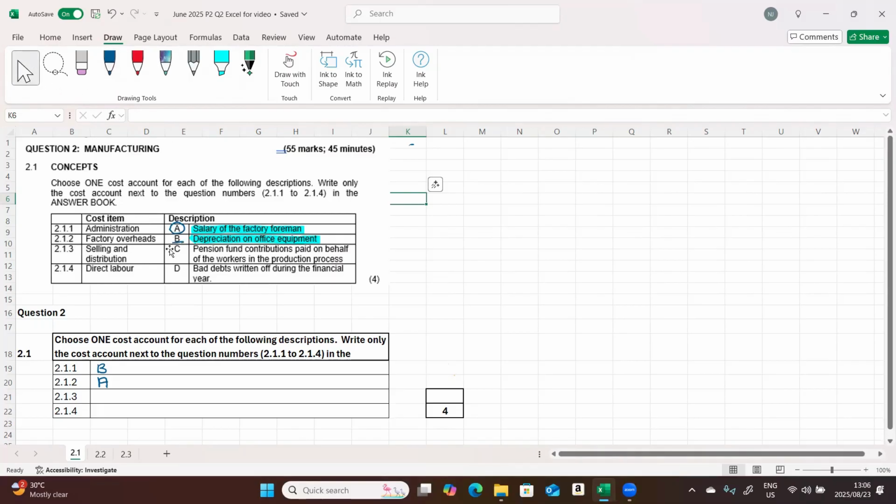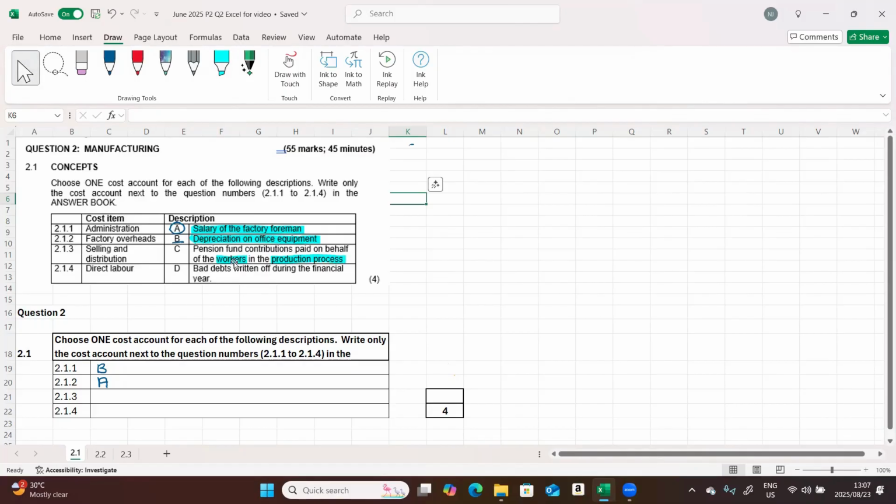Then we move on to number C, and this is the pension fund contributions paid on behalf of the workers. So we know it's some sort of labor, right? It can be indirect labor, or it can be our direct labor, paid on behalf of workers. It might also be someone in the admin or selling and distribution. In the production process, guys, this word over here, production process. So it is one of our workers, right? But it is within the production process.